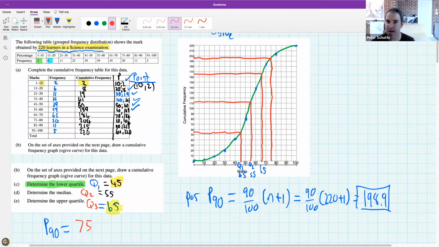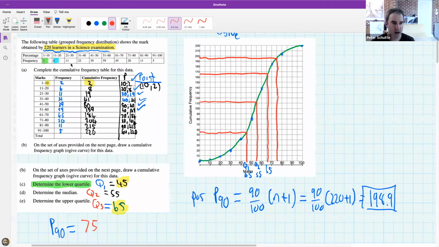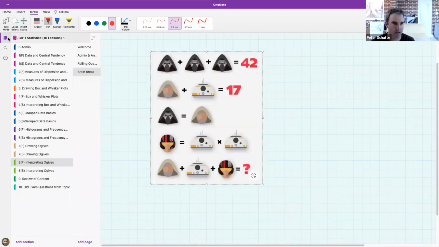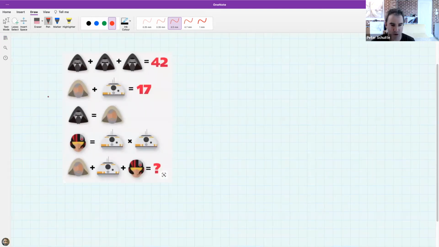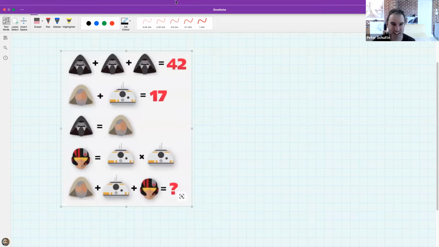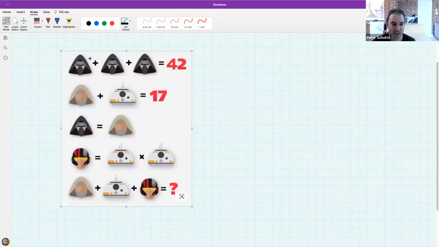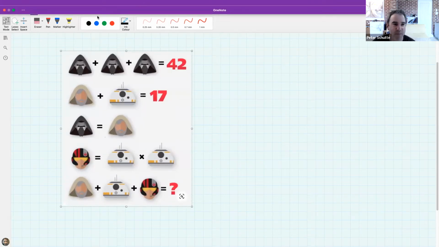Give me a thumbs up if you managed to have a bit of a stretch. Awesome. Okay, well then I know it's time for a brain break. Me and Lebo were talking about Star Wars before the lesson. We actually were, strangely enough. And then here is a Star Wars puzzle question. See if you can crack the puzzle.